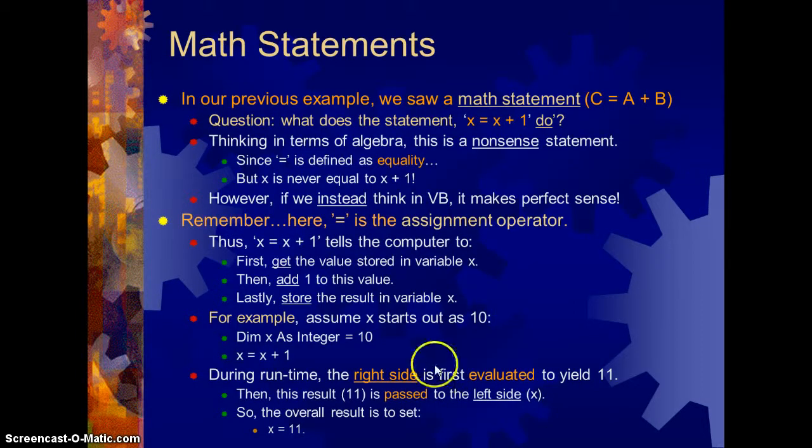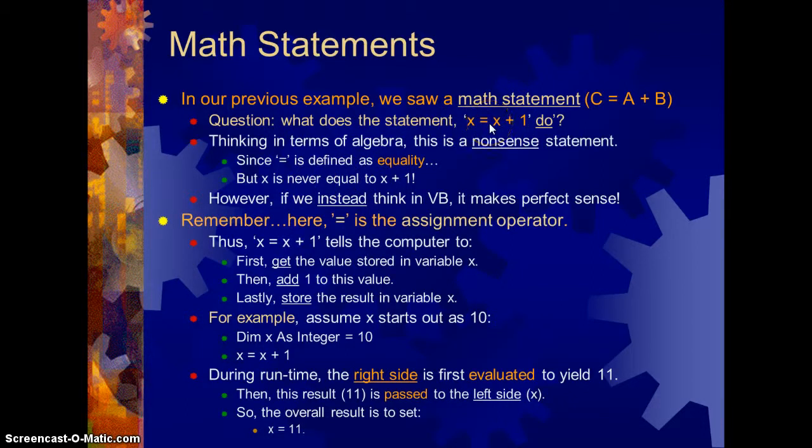Okay, let's talk about math statements. In our previous example, we saw a math statement: C equals A plus B. Remember, these were numbers. Question: what does the statement x equals x plus 1 do? If you think of this as a math statement, it's impossible. It's nonsense, right? You can't have x equals x plus 1. If you put in 5, that would say 5 equals 6, right?